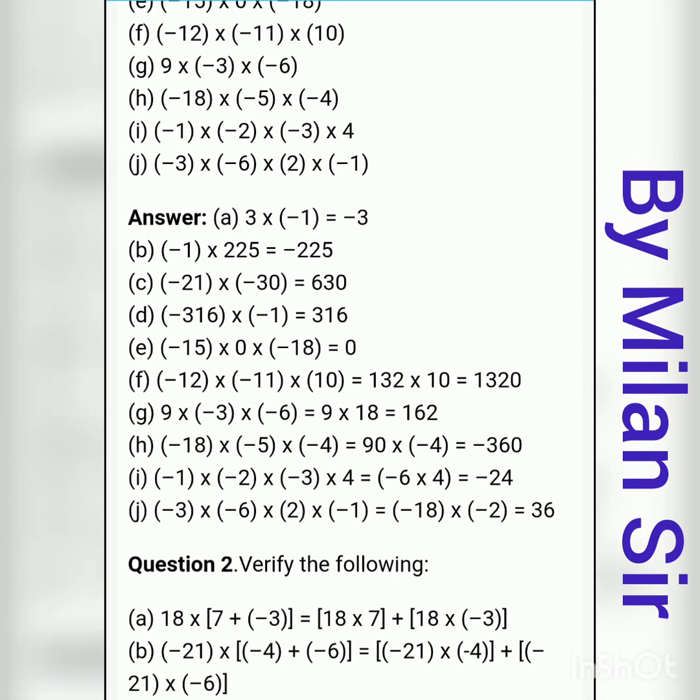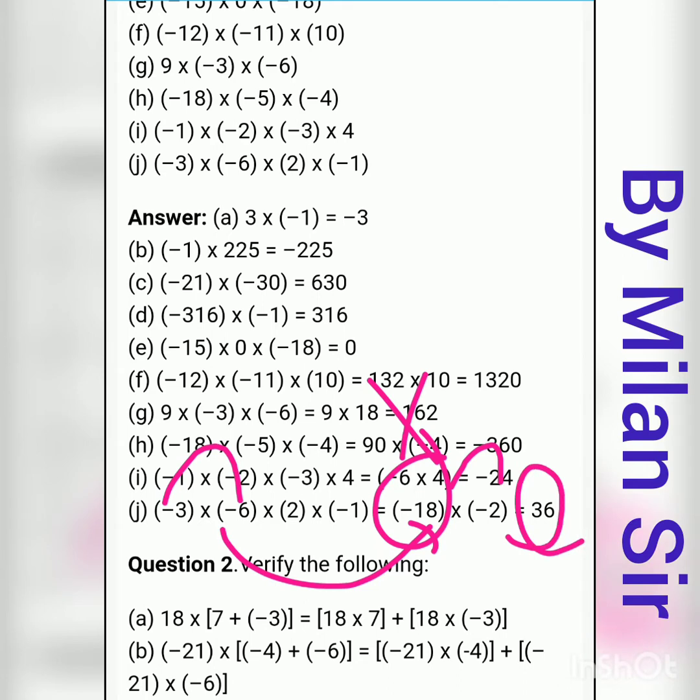Here in this PDF we have some mistake. This answer is wrong. If this question is right, then this answer is wrong, because here minus minus plus and 6 3s are plus 18, but here it is minus 18. So this is wrong. Plus 18 multiply minus 2 is minus 36. So here is some mistake.